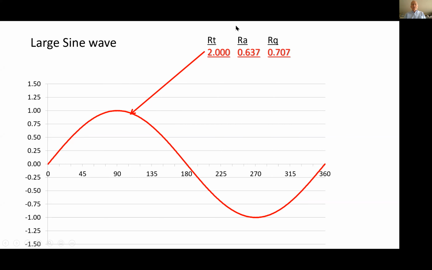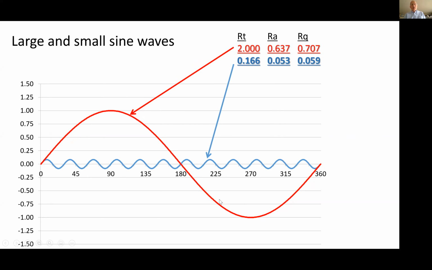And now let's consider another profile with a much smaller amplitude. Now, usually in surfaces, they do come out like this, so the largest wavelength is also the largest amplitude, especially over some interesting scale range. So we can see that this has a much smaller peak to valley, and much smaller RA and RQ.